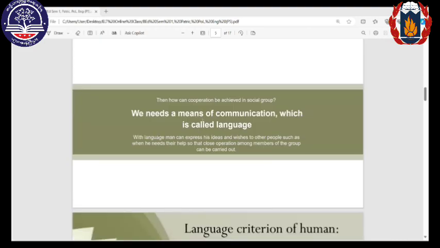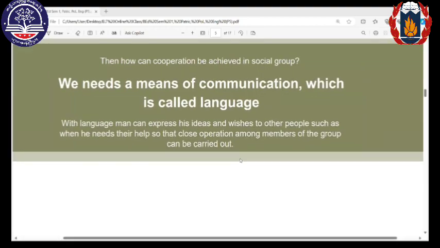Means of communication, language is a mode of communication. We use language to express our ideas and wishes, what we need, what we want, or things like that, right?